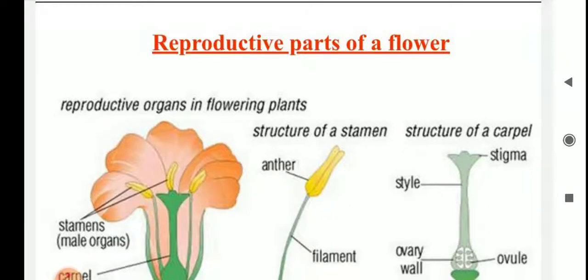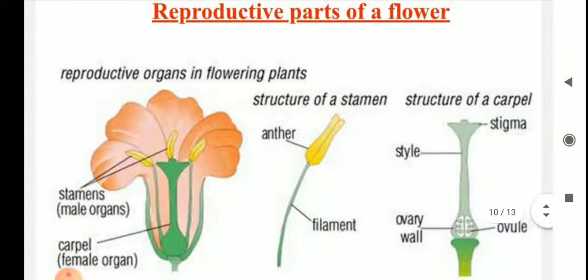We are studying the chapter on reproduction in plants. We have already studied the classification, or types, of reproduction. Yesterday we learned about sexual reproduction in plants. Today we'll start the reproductive parts of a flower. As I told you yesterday, only the flower of the plant has the sexual parts. So, what are those reproductive parts of a flower? We will study that today.